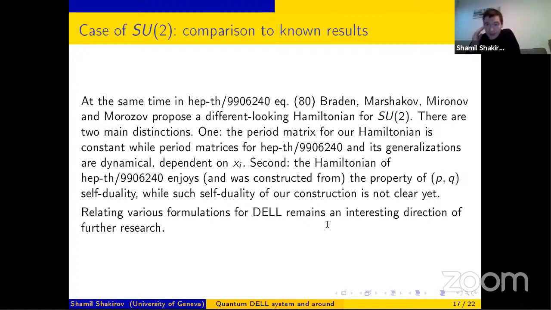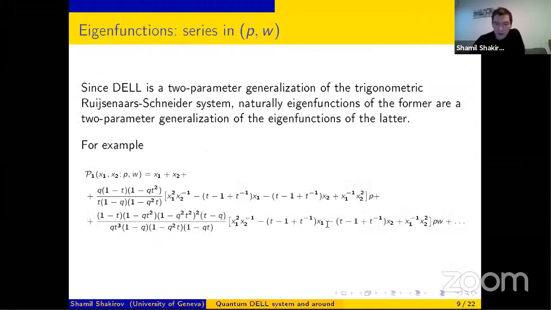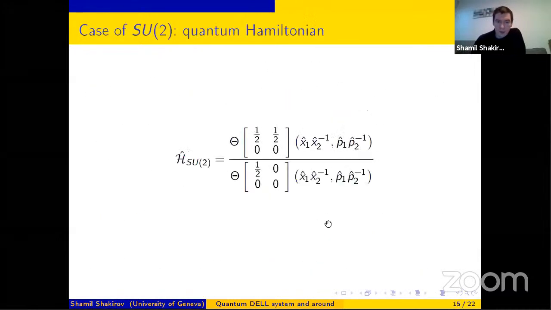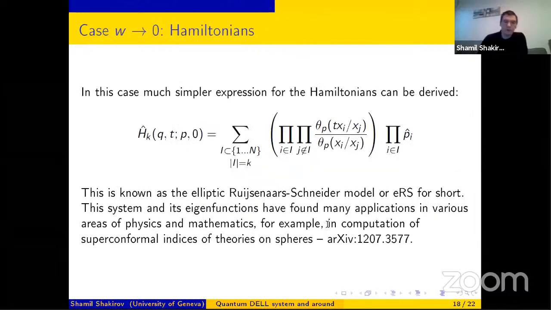Okay, thank you, Andrei, for your comment. So I want to conclude by saying that relating various formulations for DELL remains an interesting direction for research. But to the best of my knowledge, these operators here remain the only formulation of a quantum DELL system that we have at the moment. The other formulations have considered classical DELL systems. I also wanted to comment a little bit about limits when one of the elliptic parameters degenerates to 0. If time allows me, and if the organizers allow me, I will say just a few words about this.